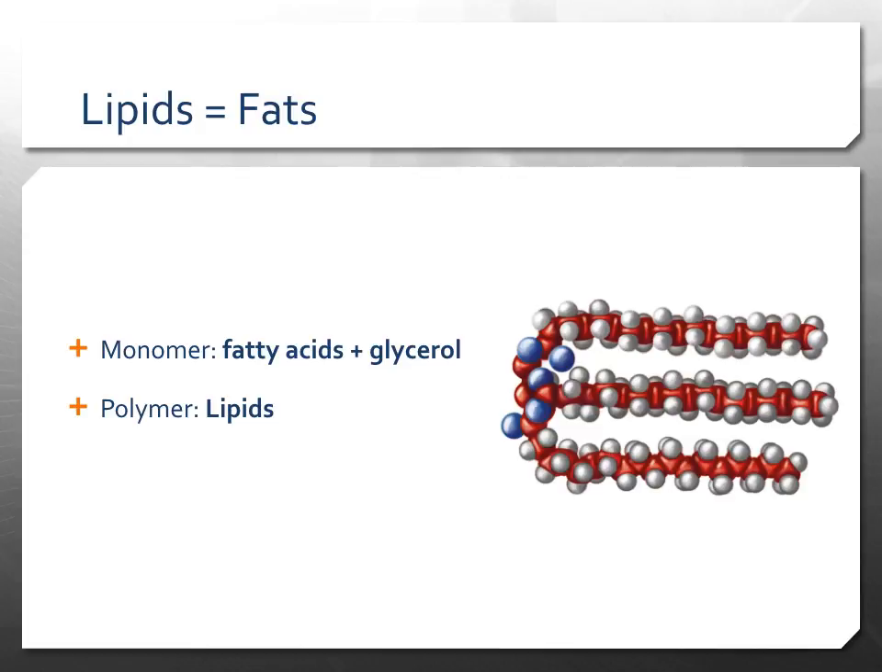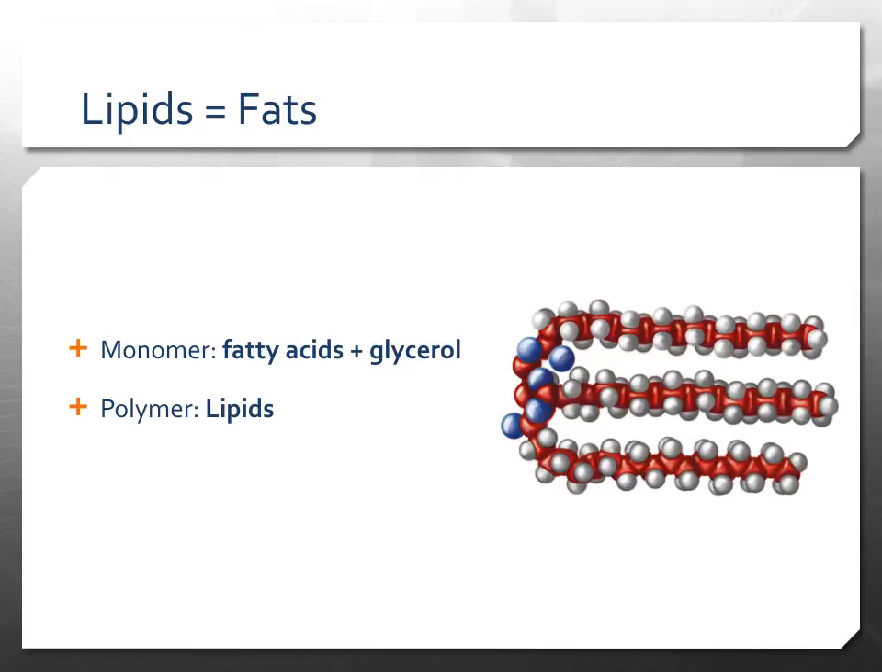Let's take a look a little more deeply into the structure. So the structure of a lipid kind of looks like a backwards 3. Well, because it has one glycerol component here on the edge and 3 fatty acids. Okay, and when you build this up, it's considered a lipid.